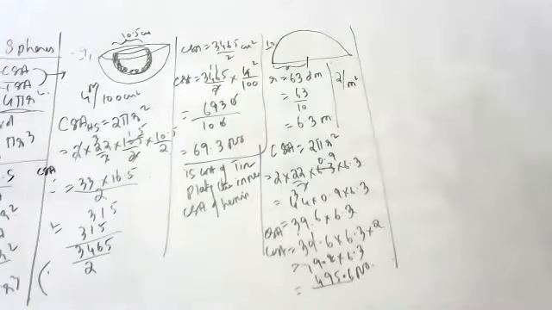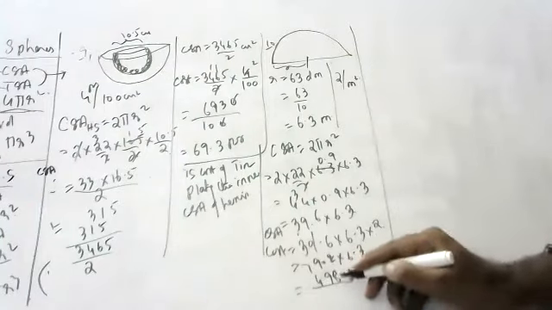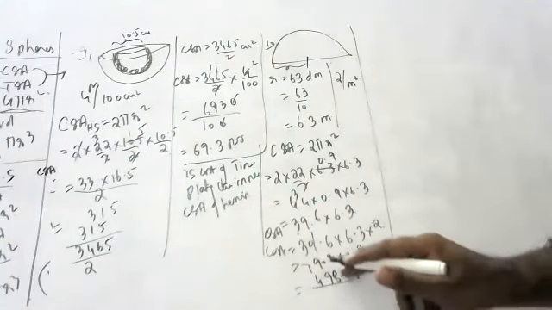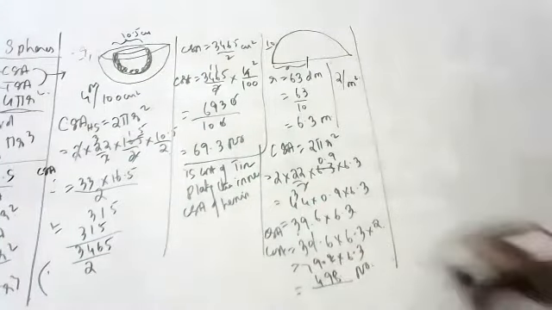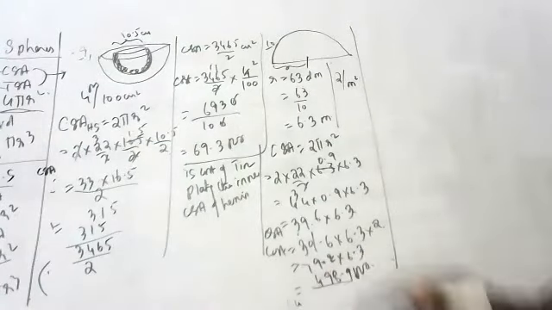498.96 rupees is the cost of tin plating. Okay, children? Yes, sir.